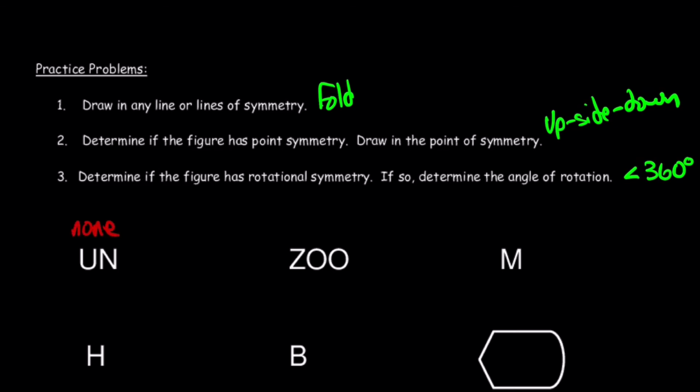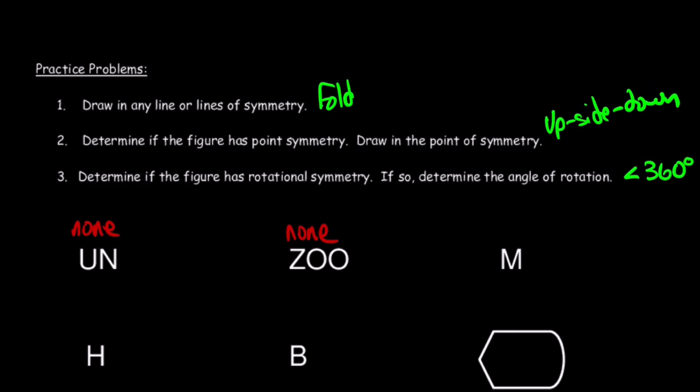The word "zoo." Okay, can you fold that in half? I don't think so, because if you try doing this, that looks like it would not match up with the one below it. So it doesn't have a fold. If you rotate it upside down, it's not "zoo" anymore, it's "ooze." So nothing there either. No rotational symmetry, no point symmetry.